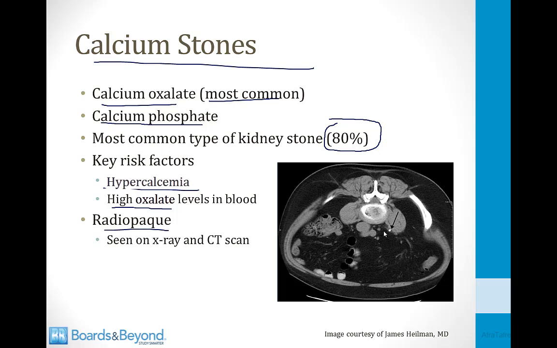And there's a picture of one in this CAT scan over on the right. You see this white thing here, which is in the ureter, and it's very small, but there shouldn't be any white substance there. And the reason it's white is because it's got calcium in it. So this is what a calcium stone looks like on a CAT scan.